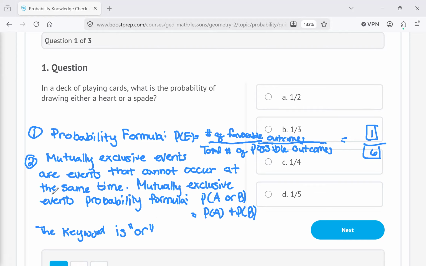Okay. I'm gonna clear. There's other formulas we got to talk about. So if you need to pause the video to write these formulas down, go ahead. But I am going to clear right now.